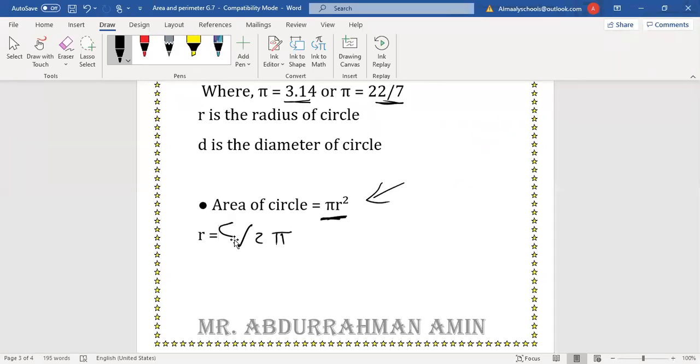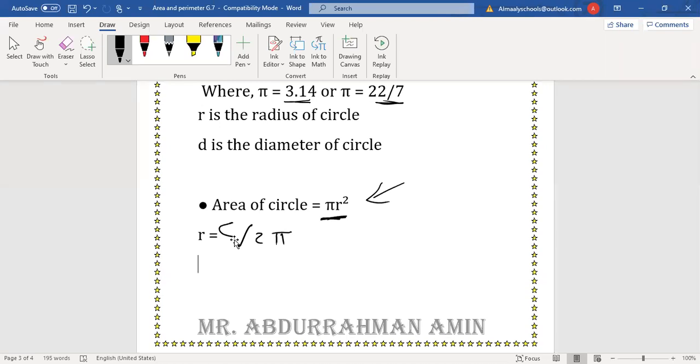Go back to question number 3. He said calculate the radius and he gave me C. C equals 15 in 3a. The first step, I'll divide 15 by 2. Then I'll divide the result by pi. Or I can write it as 15 divided by 2 pi. I think it's easy to calculate it.